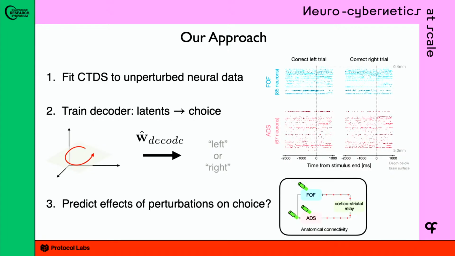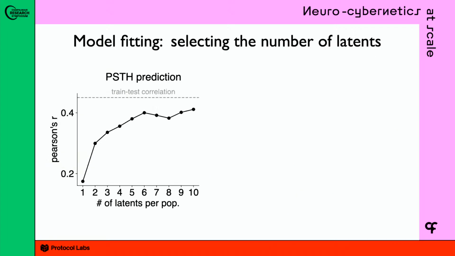And then lastly, in a novel data set, Diksha was able to perturb these axon terminals, but we'll look at perturbations in FOF and ADS as well. Can we now predict what happens when you perturb one of these populations and not the other at various times? Okay, so that's the logic of what I'll show you next. First, let me show you how we fit the model to data.